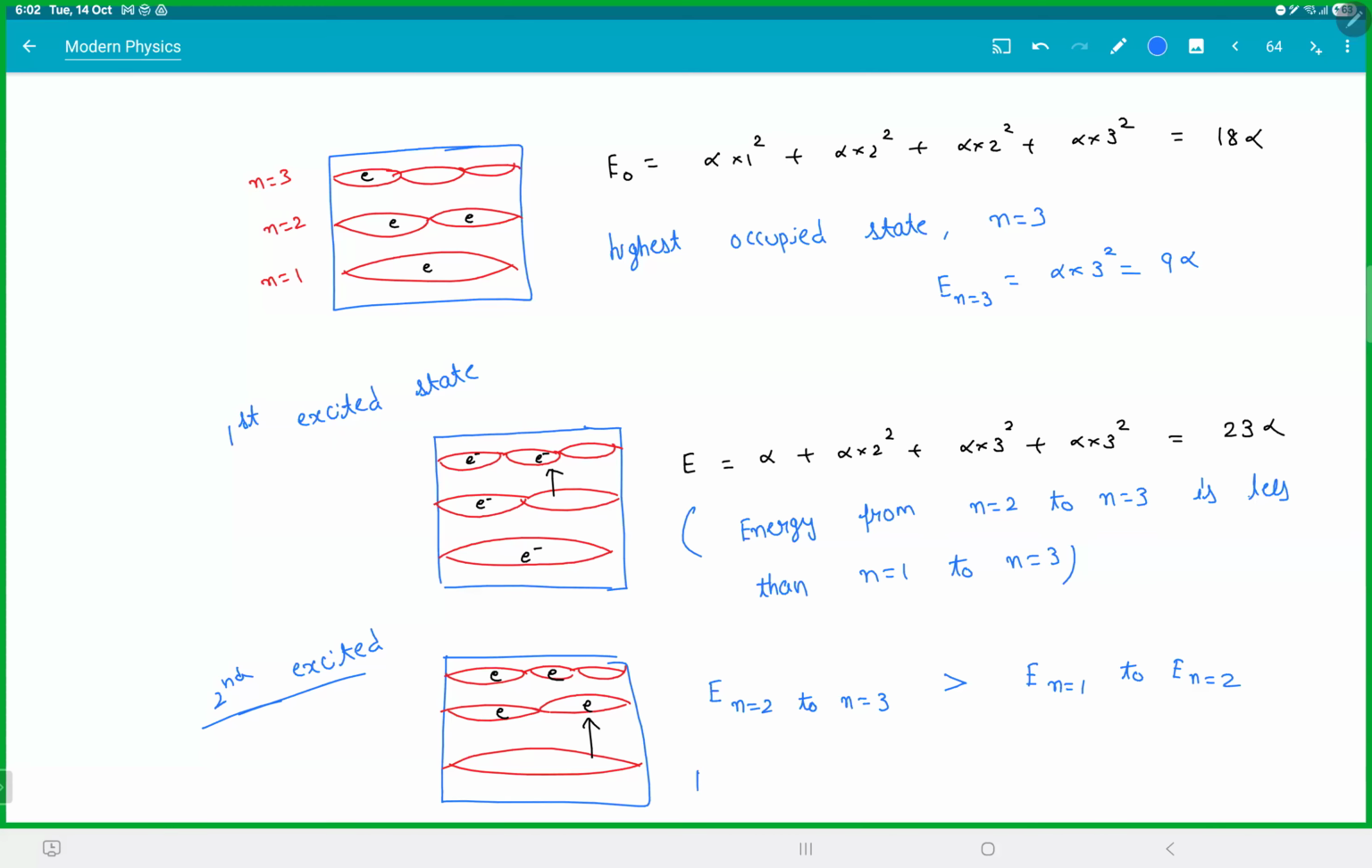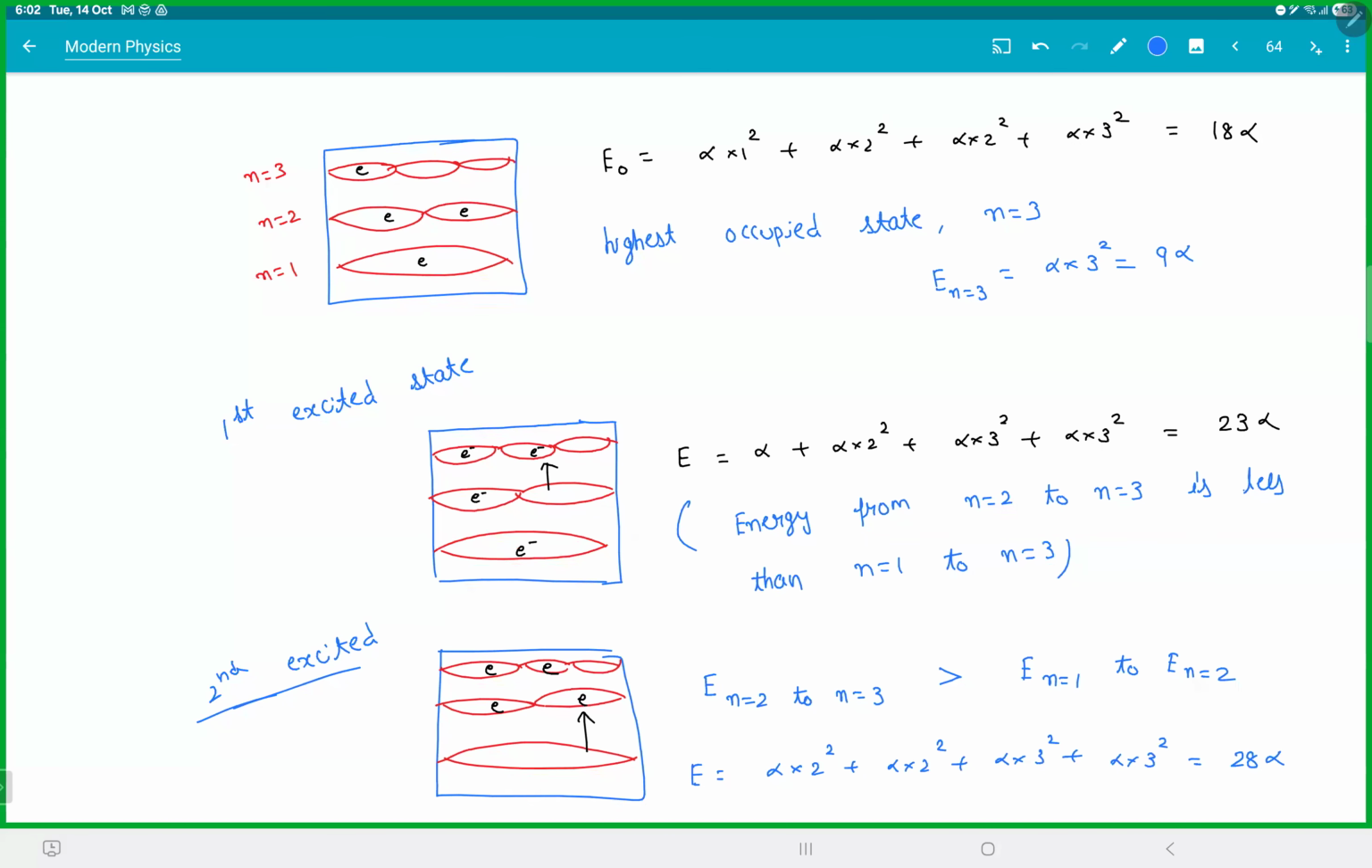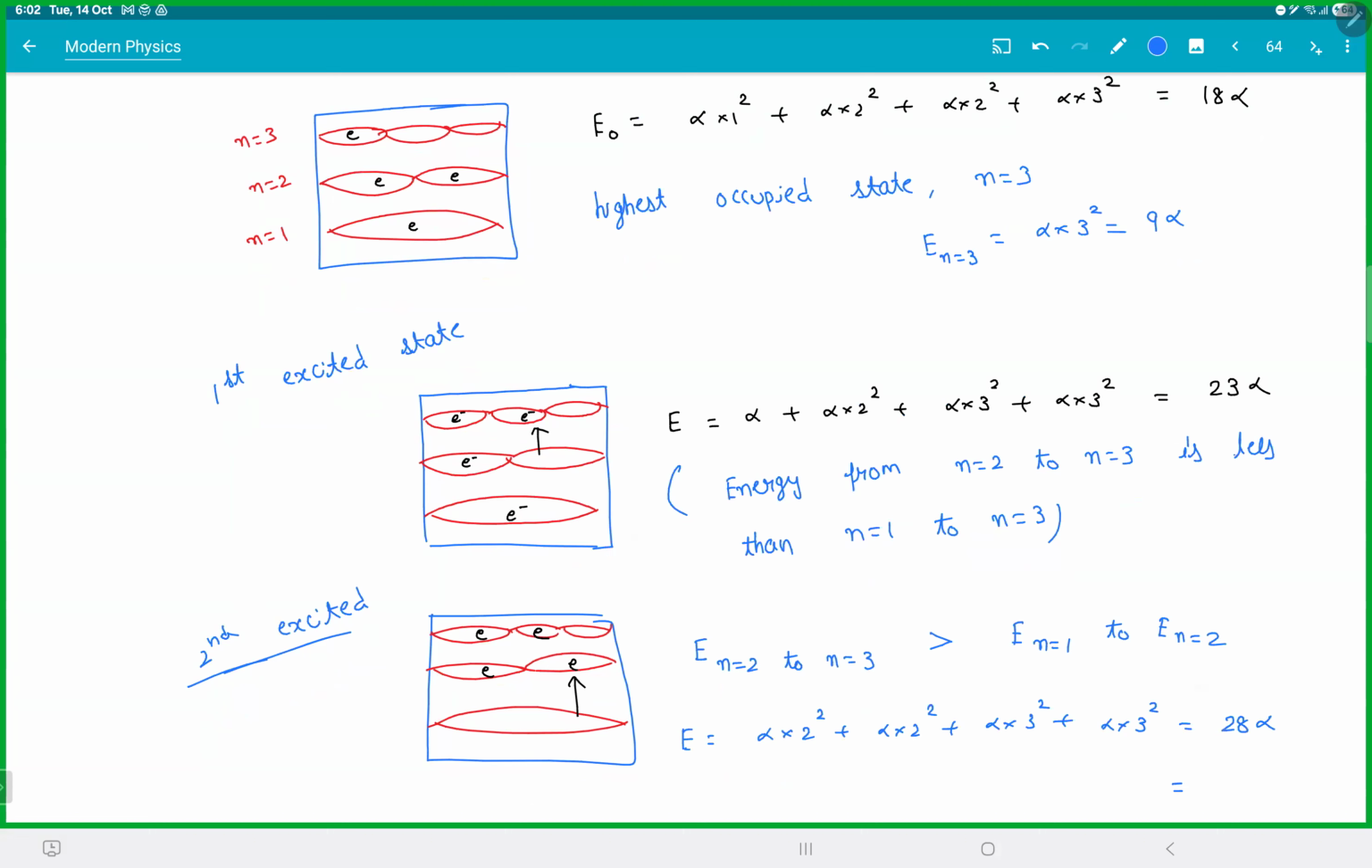Now what is energy for this system? Alpha into 2 square, alpha into 2 square, alpha into 3 square plus alpha into 3 square. 9, 9, 18, this will be 28 alpha. 28 alpha, I can write this thing as 9. This is how much here? This is 9, 4, 4, 18.